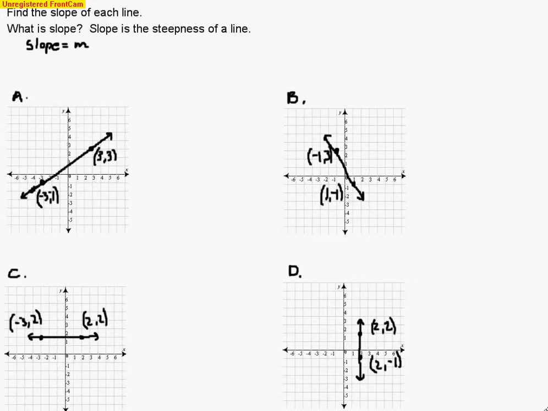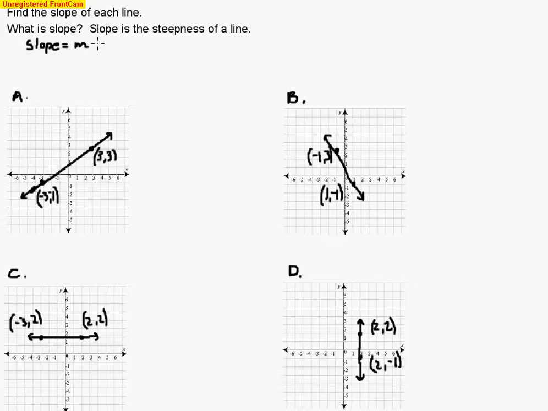The first set of directions on tonight's homework asks us to find the slope of each line. So the first thing we need to know is, what is slope? Slope is the steepness of a line, and we use the variable m to represent slope. The reason we use m is because s looks too much like a 5, and when we think of steepness, we think of mountains, and mountains are steep, and steepness is slope, so they came up with the letter m to represent slope.